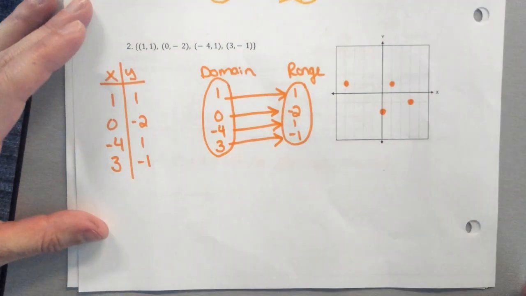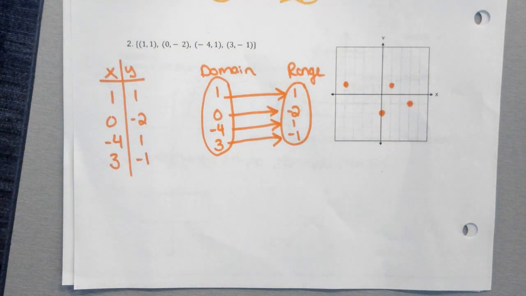Here we go. Does yours look like mine for the table? The bubbles for the domain and range to look at the relation of the points, and the graph. We're good?